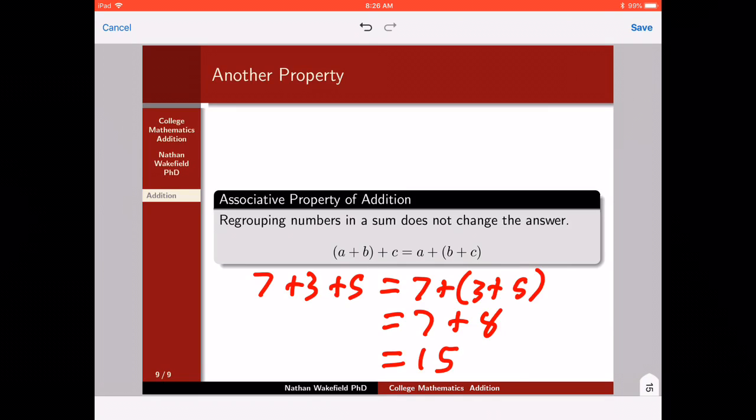behind the associative property. So this is the basics of addition. You've got homework problems that are based on this, so just work through those. There's nothing real difficult about addition.